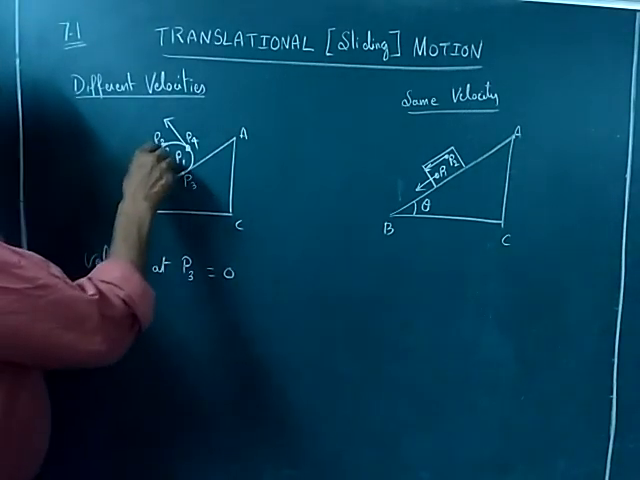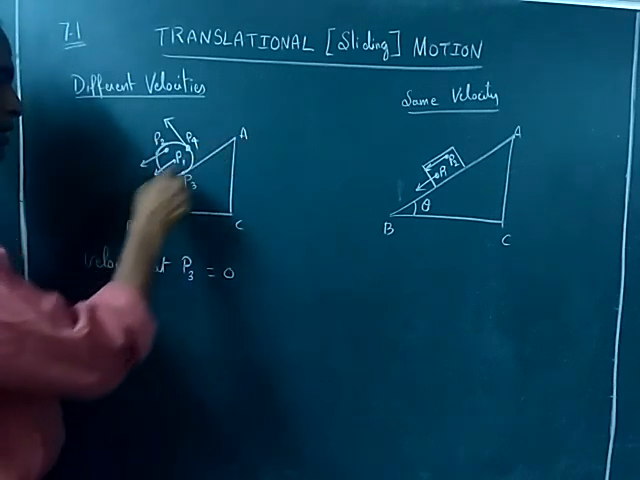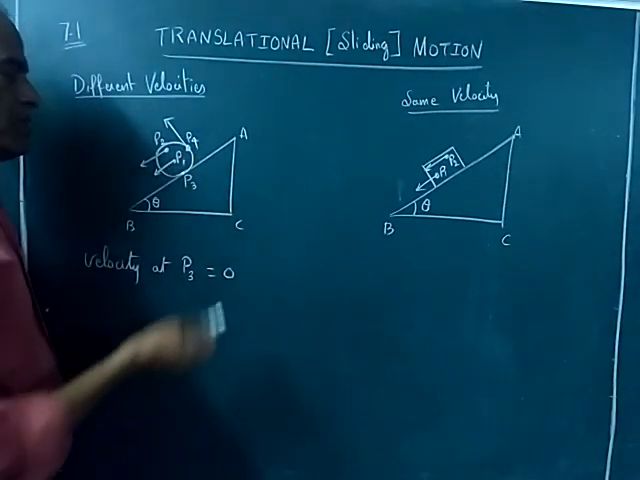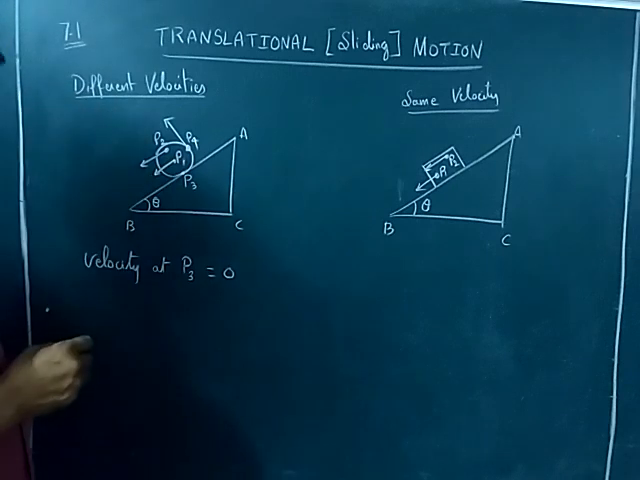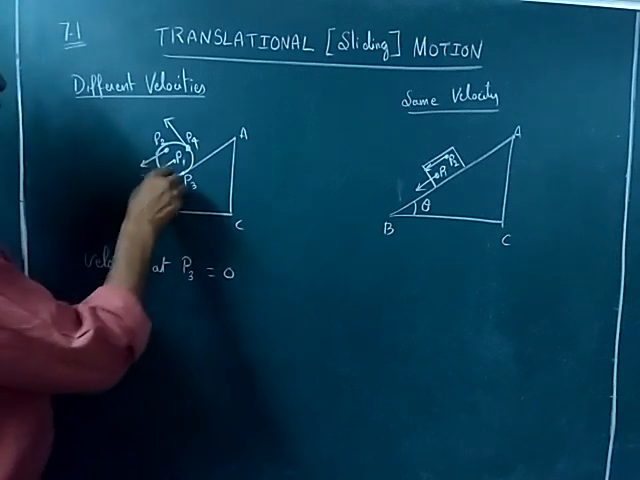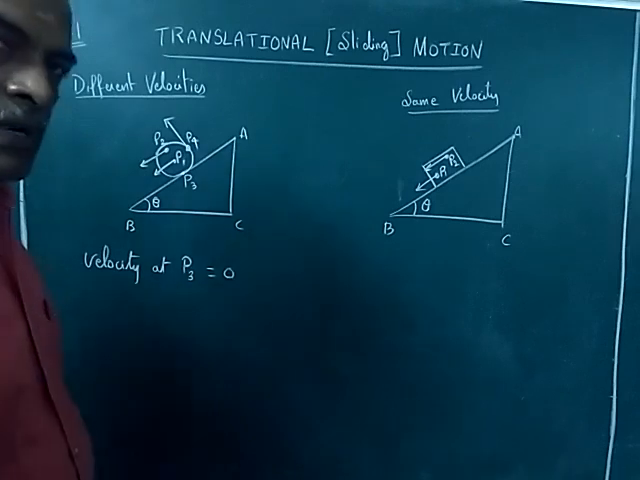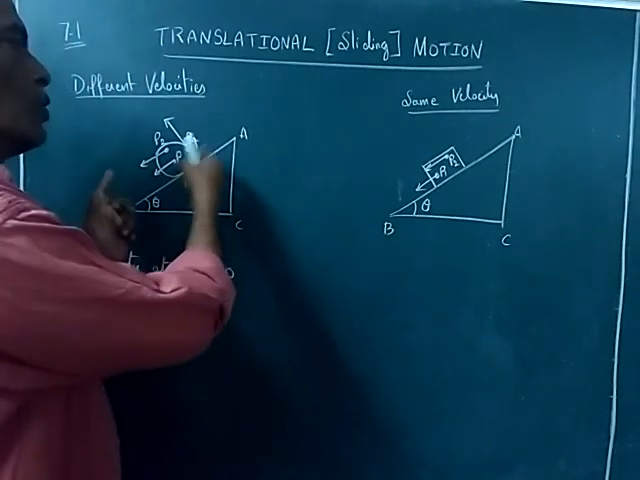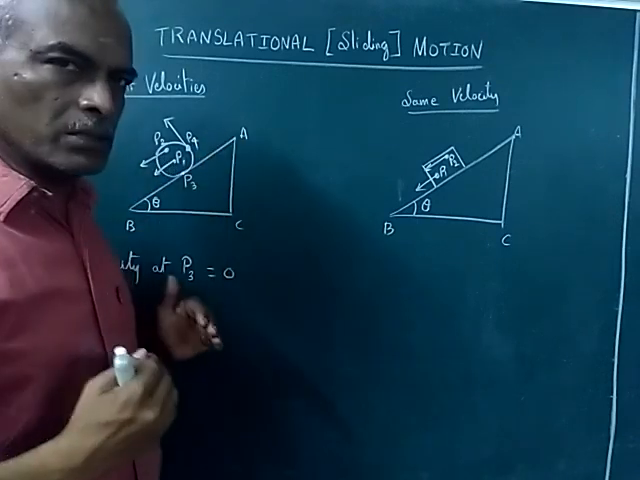Now if you consider different particles of this cylindrical structure which is rolling from A to B, all these particles will have different velocity, especially the point of contact with this slope AB is 0. That is, velocity at this point P3 is 0, and P1, P2, P4 all will have different velocities in different directions.